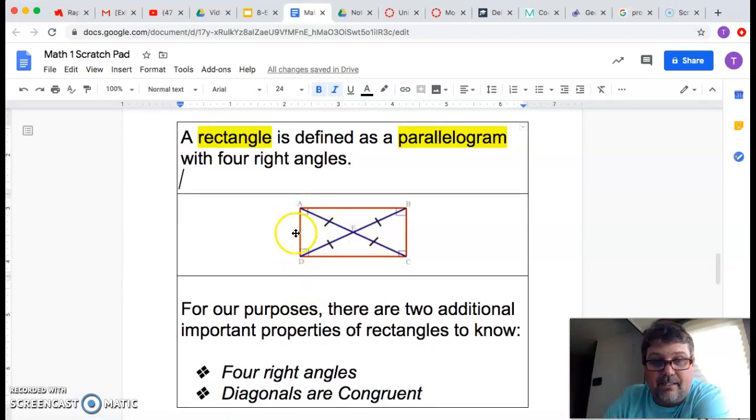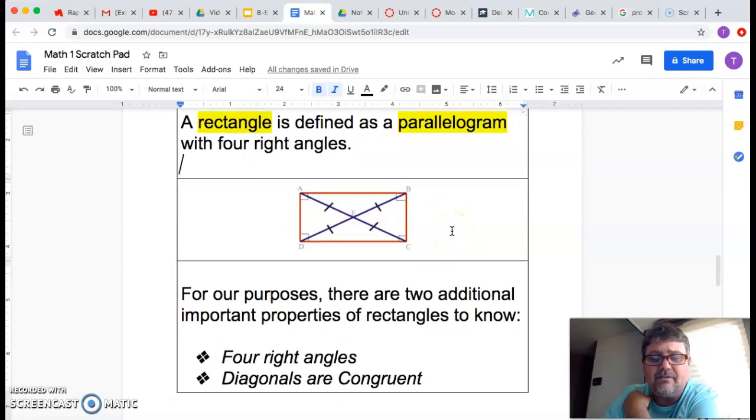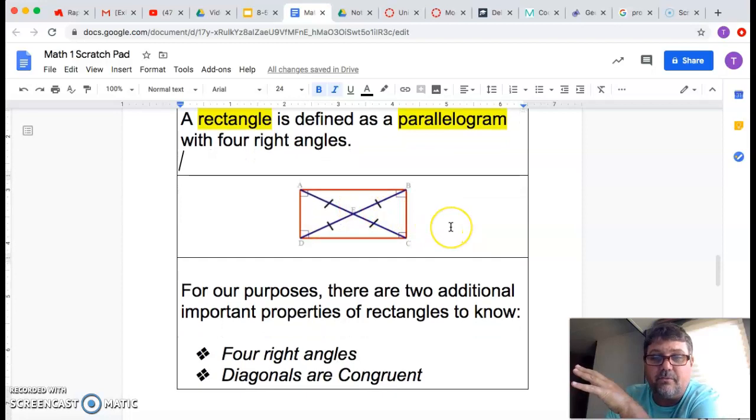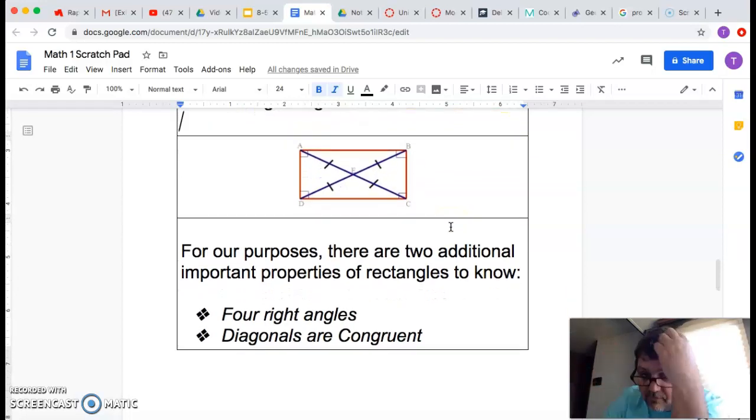It also means this line, AD, is perpendicular to DC, and BC is perpendicular to AB. So I kind of narrowed things down. Every property of your parallelograms is also a property of a rectangle, right? Rectangles take on all those properties. Now, to prove something's a rectangle, you can't just prove it's a parallelogram. That's not enough. You need to get inside one of these ideas here.